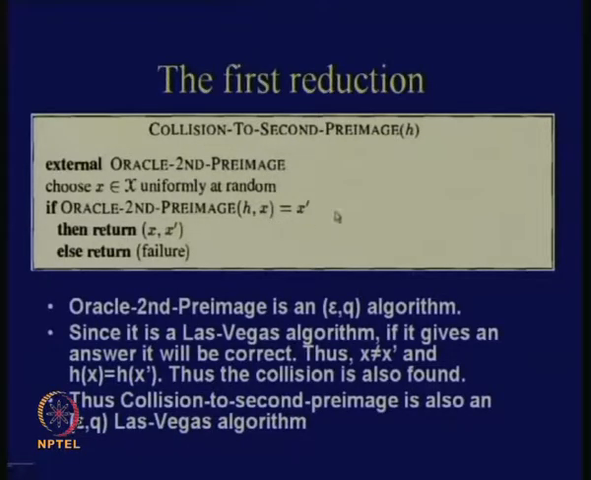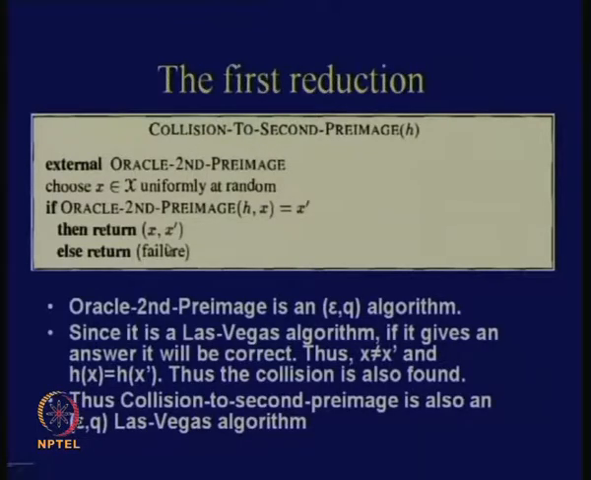Okay, so I have removed that actually, but the if also should be removed in that case. So the idea is this: the oracle second pre-image algorithm is being given an input of h and x, and it returns x dash. Since whatever value you get here as x dash is not the same as x, you are returning x comma x dash.